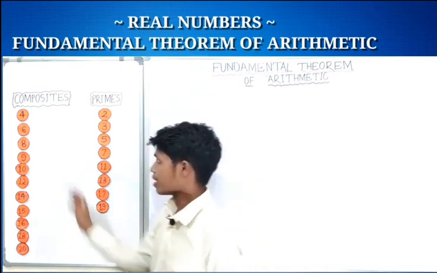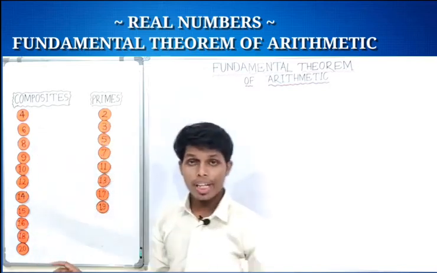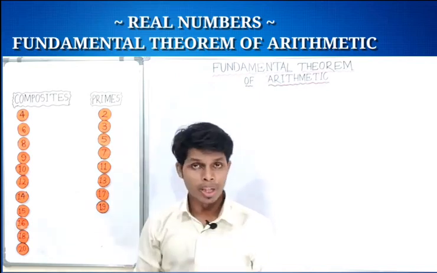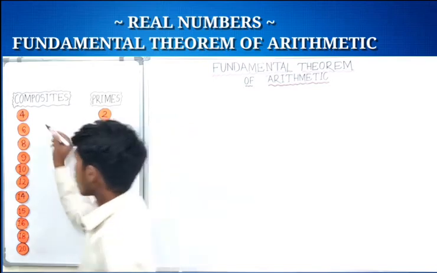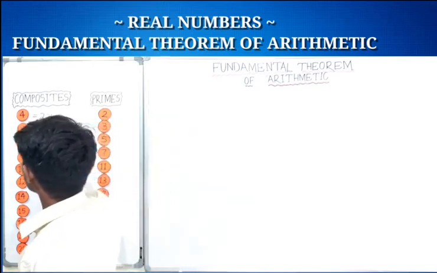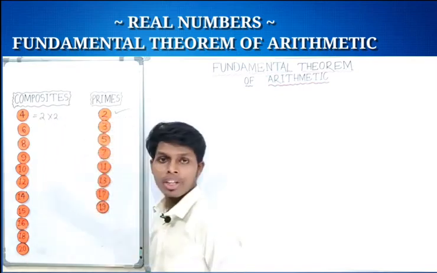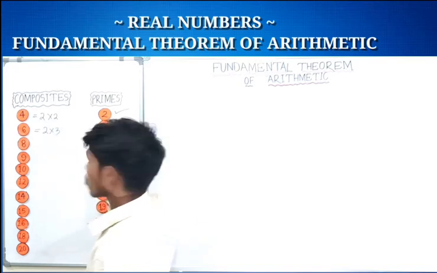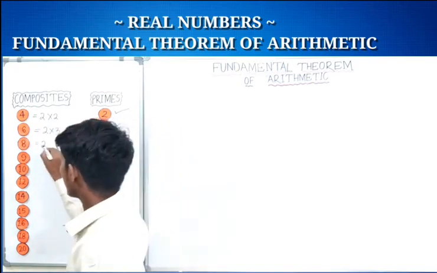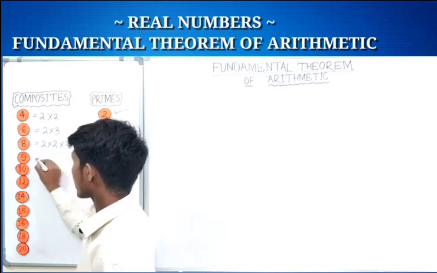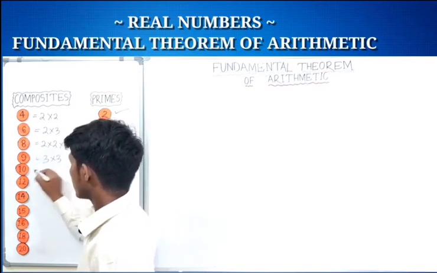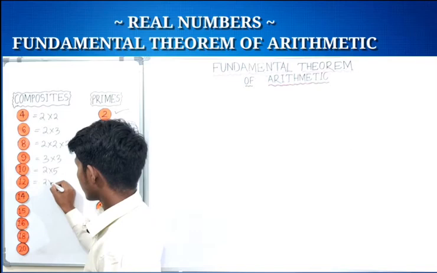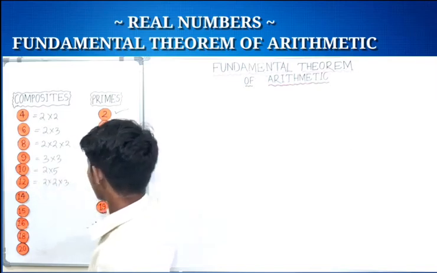Euclid discovered that every one of these composite numbers can be written by multiplying one or more of these primes taken a specific number of times. For example, here 4 can be written as 2 times 2, and 2 is a prime number, as you can see. Similarly, 6 can be written as 2 times 3, 2 and 3 both are primes. Similarly, 8 can be written as 2 times 2 times 2, 9 can be written as 3 times 3, 10 can be written as 2 times 5, 12 can be written as 2 times 2 times 3, you can see.